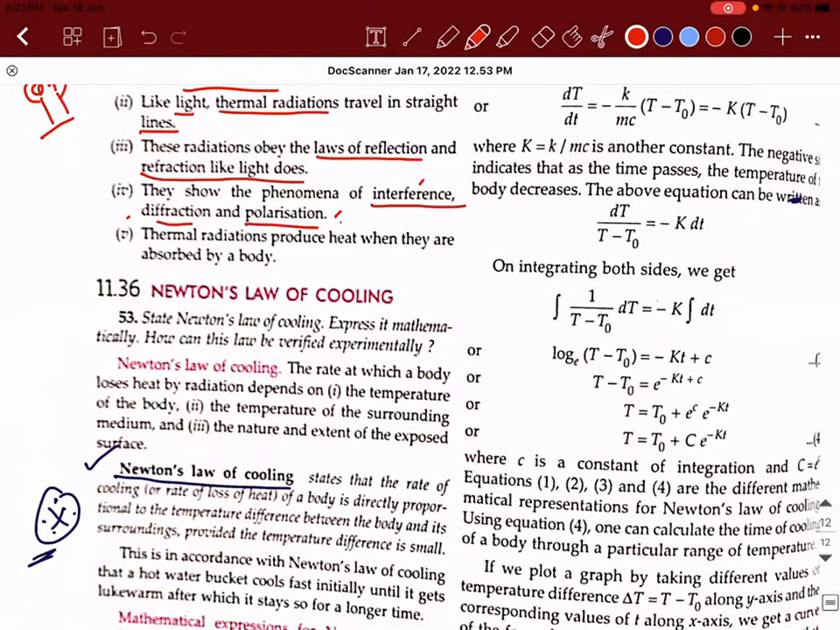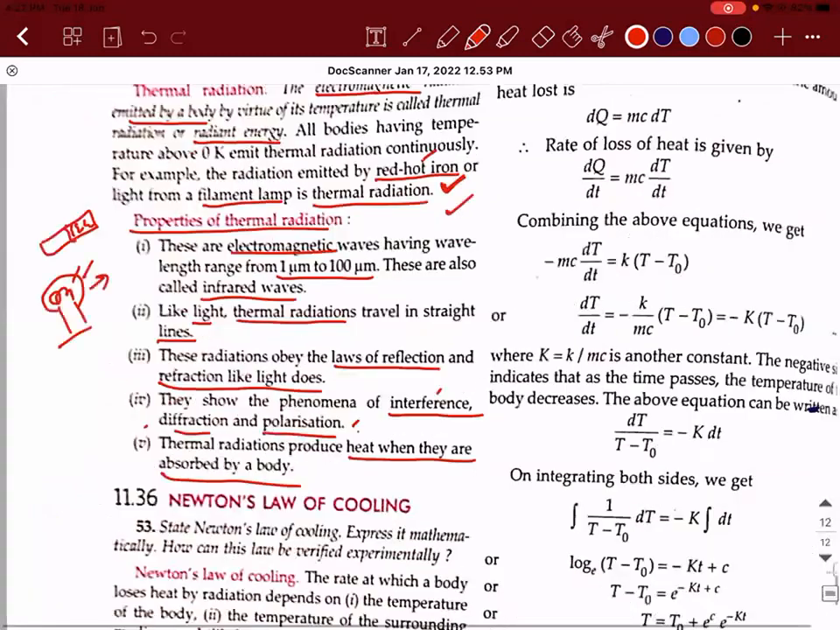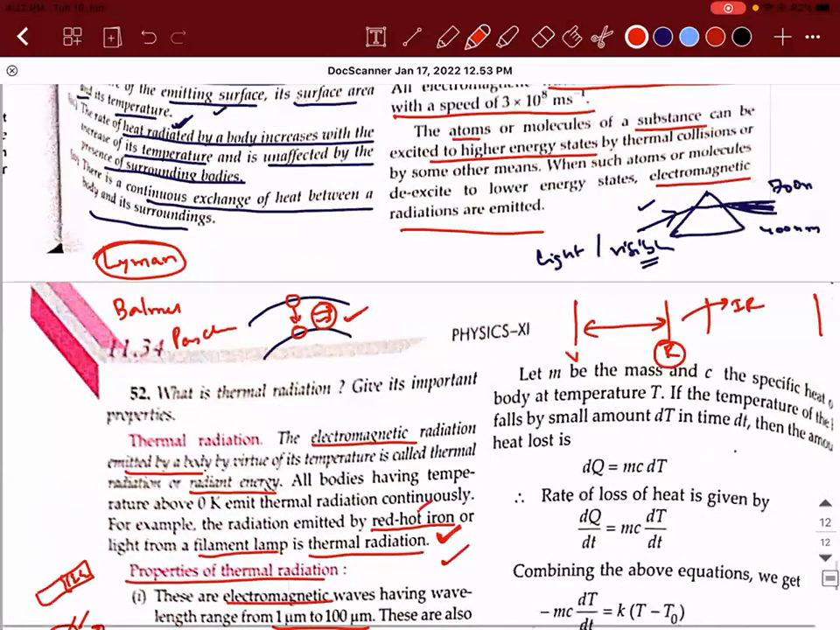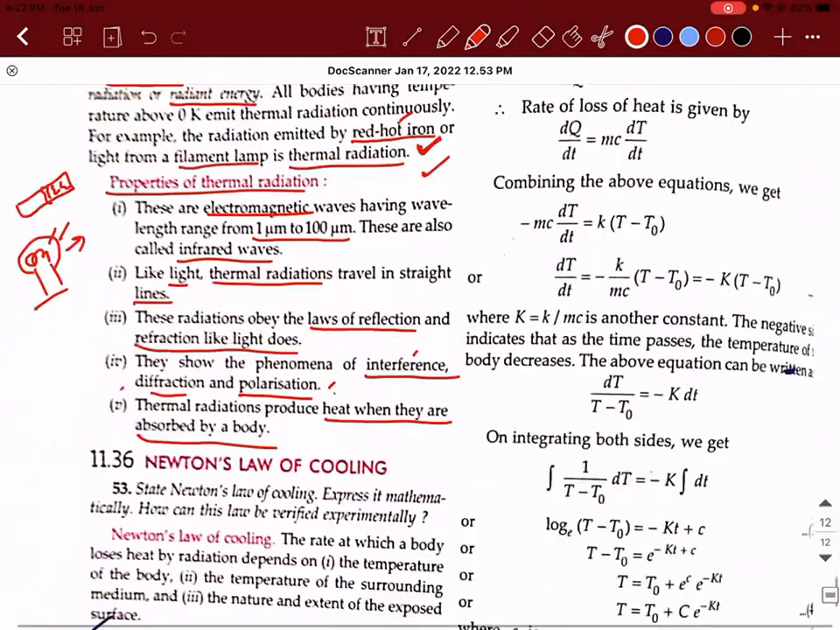Similarly, thermal radiations produce heat when they are absorbed by a body. Generally, when any object absorbs radiation, it will start getting heated. It's like, say you go and stand in front of the sun. After some time, you touch yourself and you can feel that the temperature of your body has increased. Why? Because you're absorbing the heat that is emitted by the sun. So this is the basic introduction of thermal radiation. Once I share these notes, you can have a look at it.